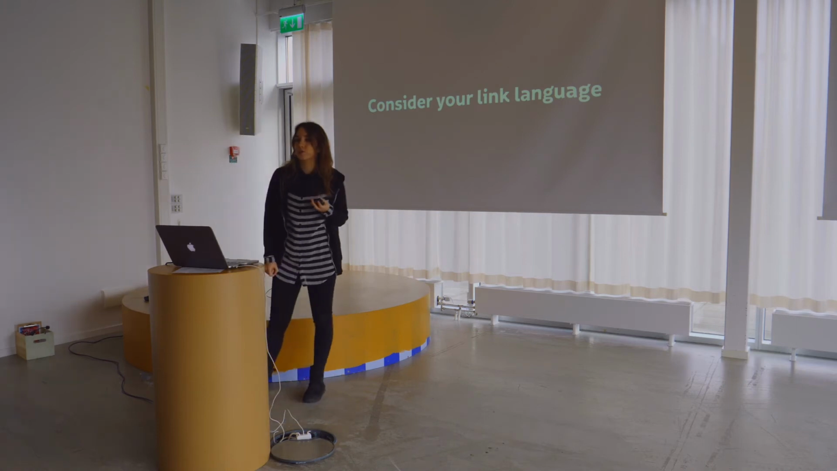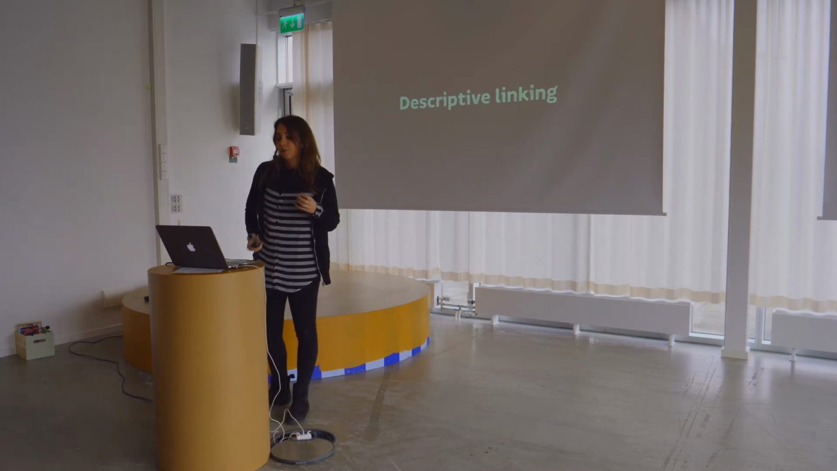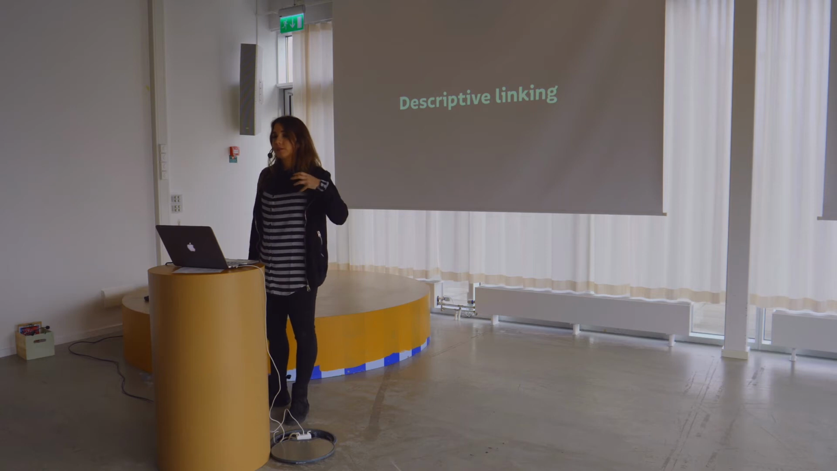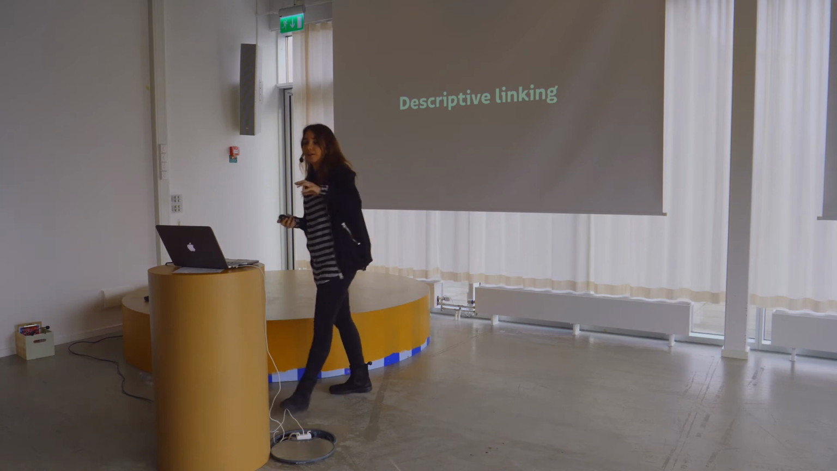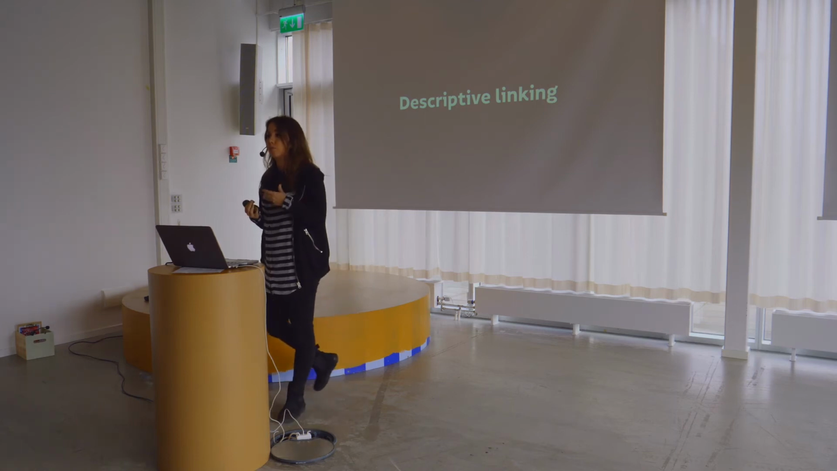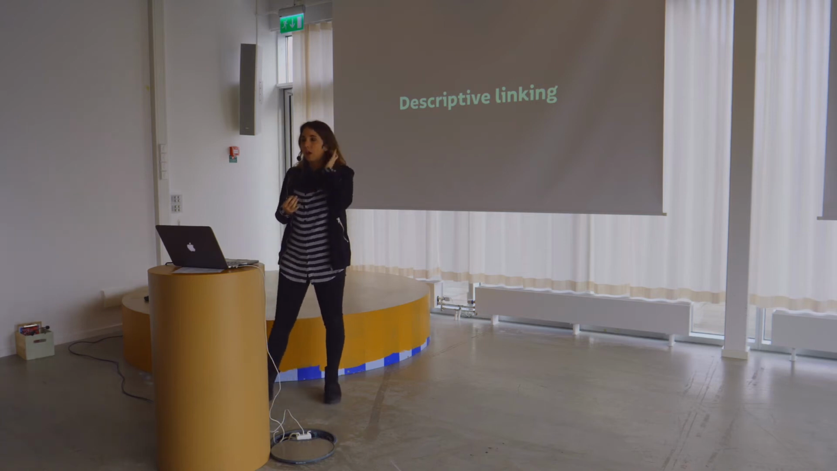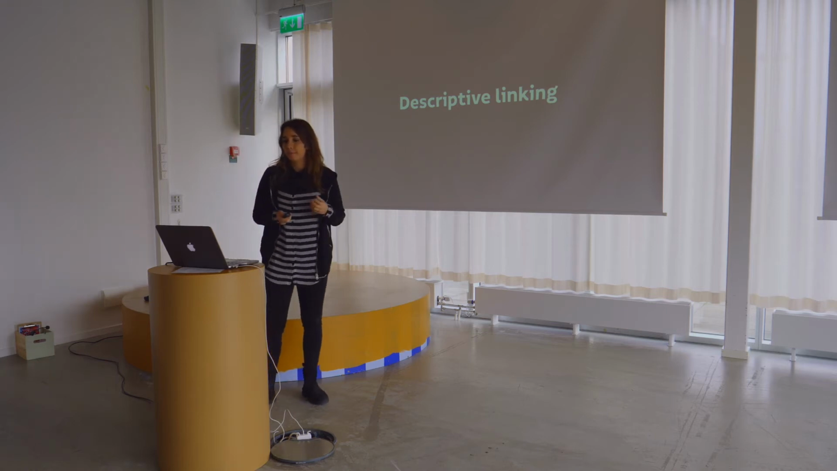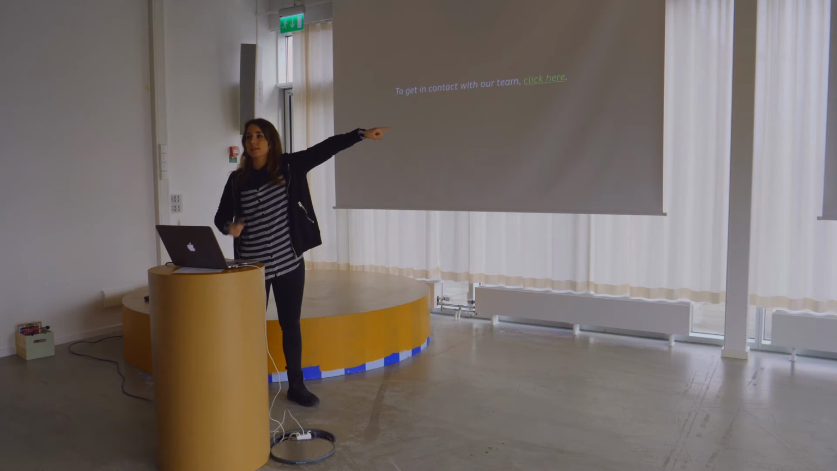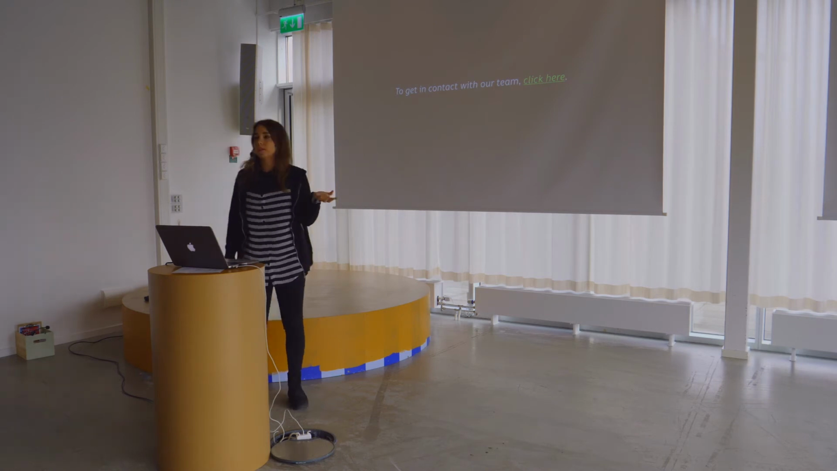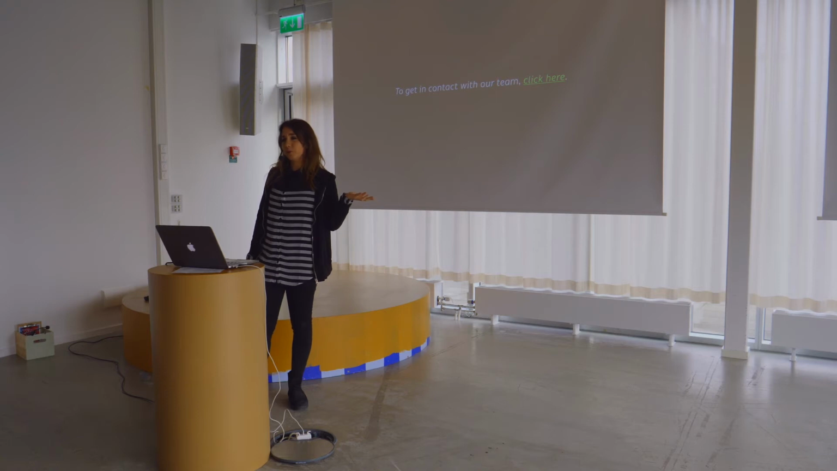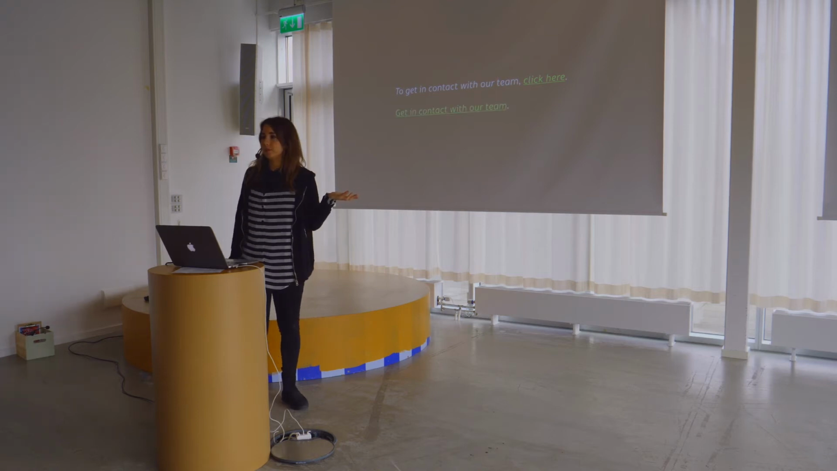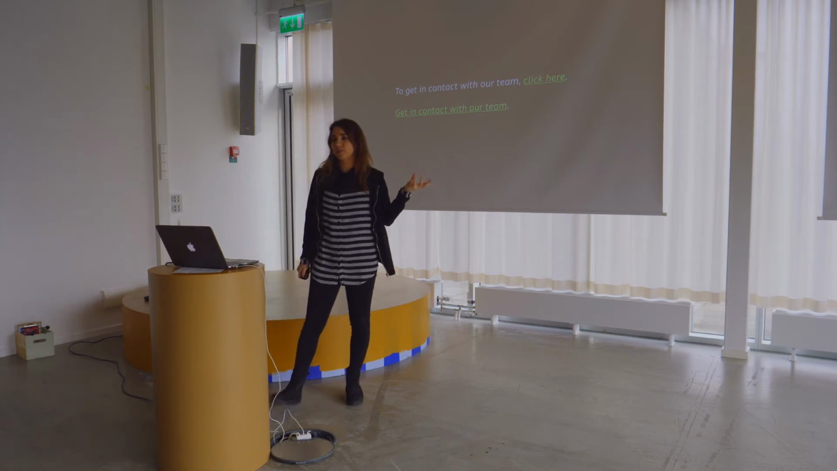We have to consider the language we're using when we're writing links. And this is one of my pet peeves. We want it to be very descriptive, because often links are the foundation of the web. And they're often vital calls to action or references to the content that you're writing. And so we want descriptive links where the link actually describes the destination. So, for example, a lot of the time you'll see things like this: to get in contact with our team, click here. You could actually save yourself a lot of text if you just put get in contact with our team and make all of that text into a link.